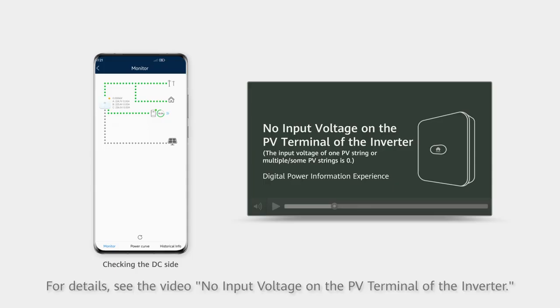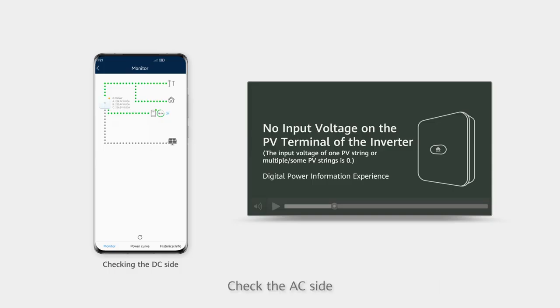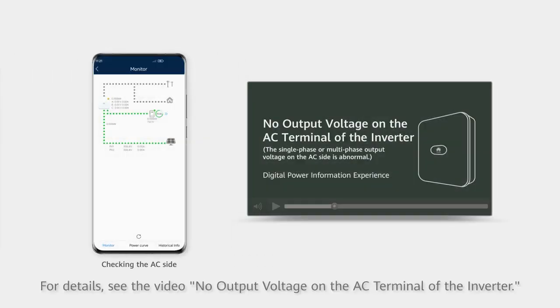No input voltage on the PV terminal of the inverter. Check the AC side. For details, see the video. No output voltage on the AC terminal of the inverter.